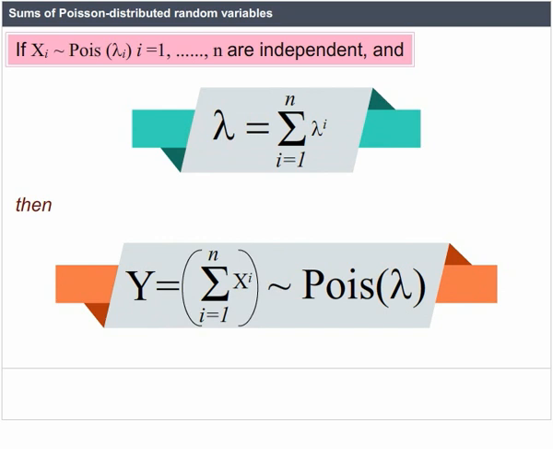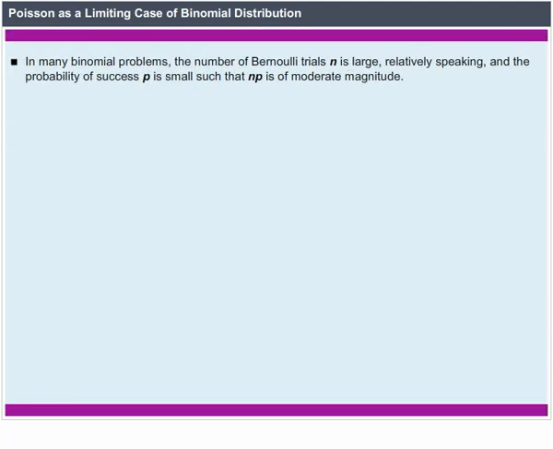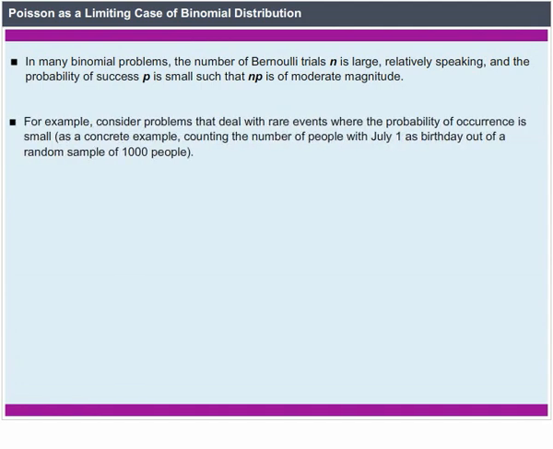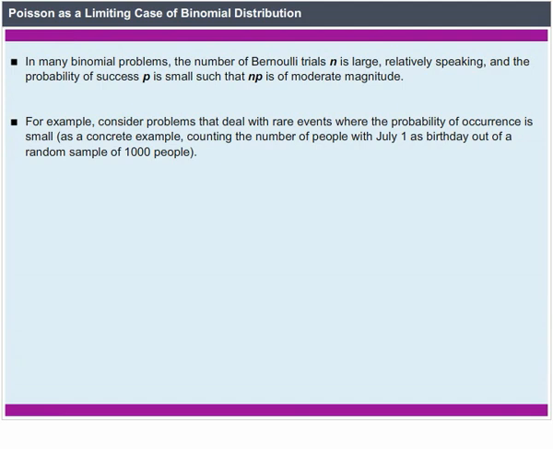Poisson as a limiting case of binomial distribution. In many binomial problems, the number of Bernoulli trials n is large, relatively speaking, and the probability of success p is small, such that np is of moderate magnitude. For example, consider problems that deal with rare events where the probability of occurrence is small. As a concrete example, counting the number of people with July 1 as birthday out of a random sample of 1000 people. It is often convenient to approximate such binomial problems using the Poisson distribution.